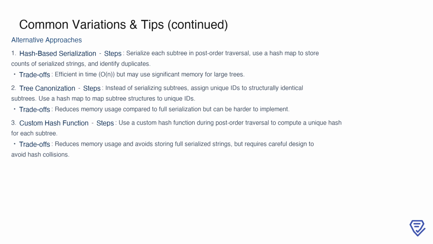Finally, you can use a custom hash function. During post-order traversal, compute a unique hash for each subtree instead of storing the entire serialized structure. This not only reduces memory usage but also avoids the overhead of storing long strings. However, designing the hash function carefully is critical to prevent hash collisions, which could compromise the solution's accuracy. Each approach provides unique benefits, and the choice depends on the constraints and requirements of the problem at hand.